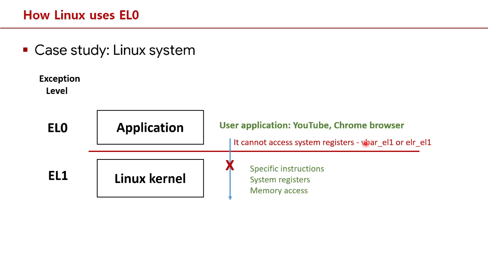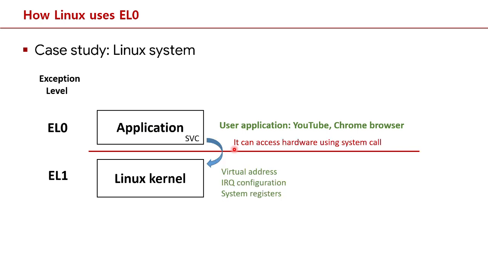Running an assembly instruction to access this kind of system register is not allowed at exception level 0. If software tries to access this system register at exception level 0, the ARM core will generate an exception. Now, software may go through some situations to access hardware resources. Some user applications want to read system level information.